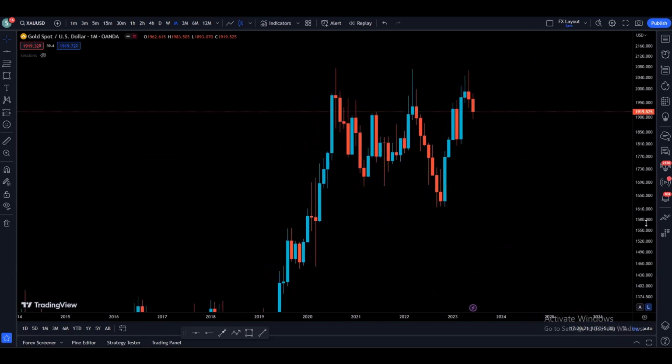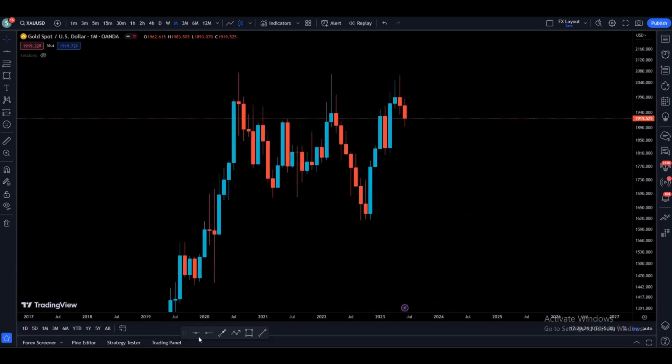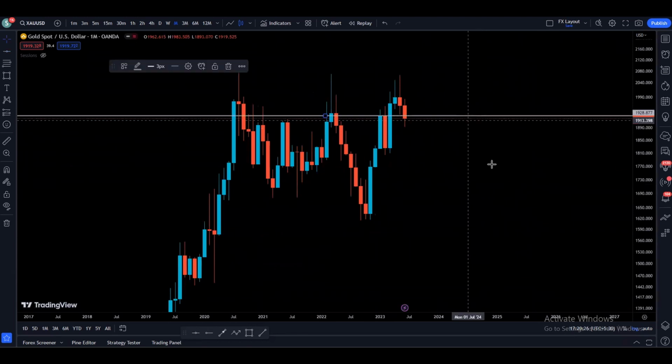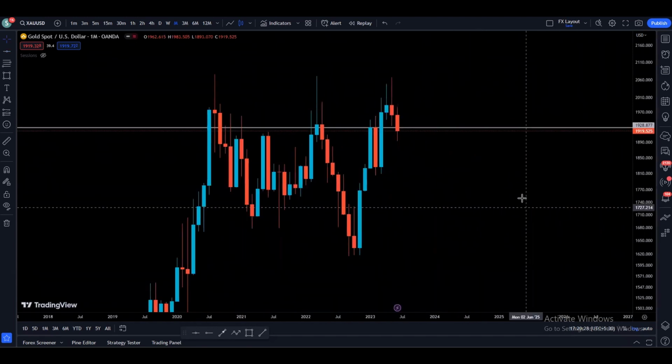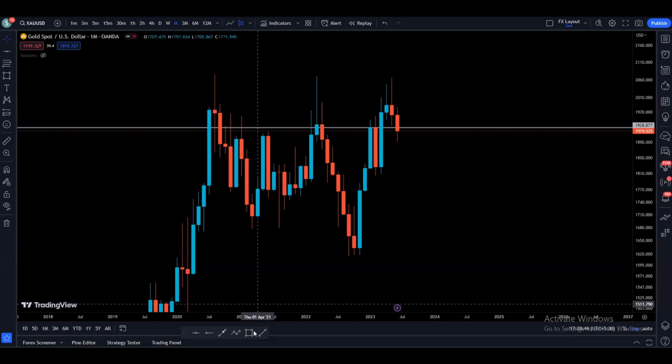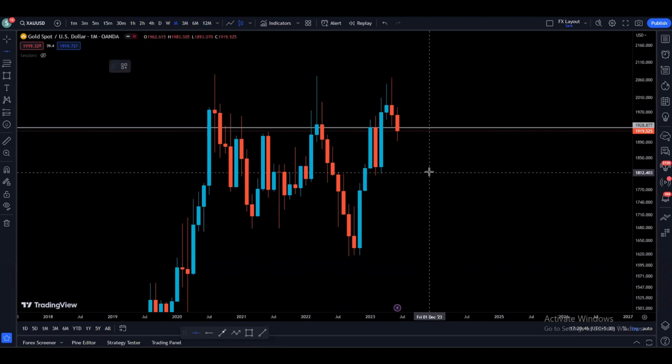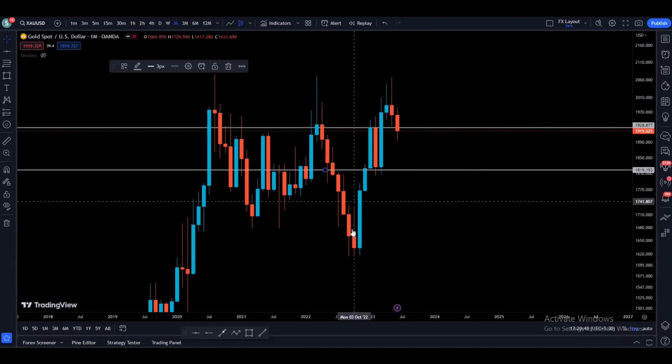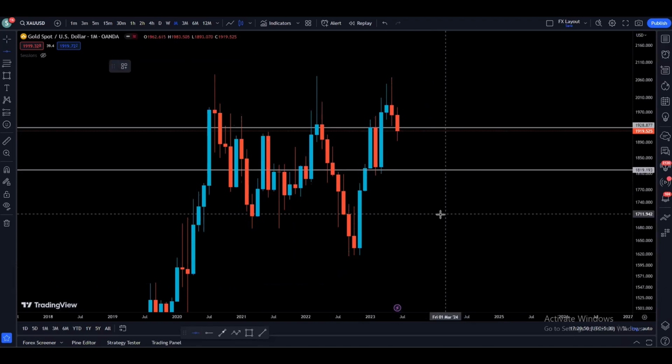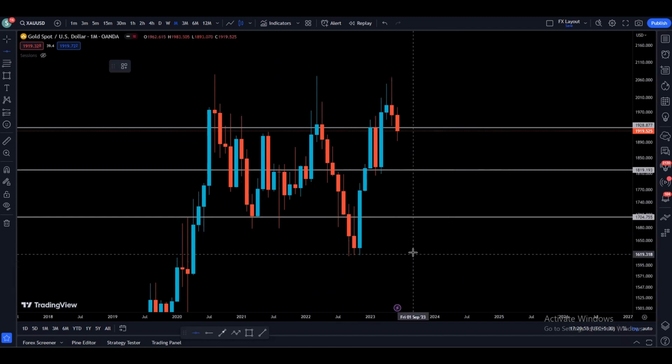So first of all, as we can see, we have a gold chart, and we have the last monthly candle close bearish. As we can see, we have this support, and we have the last monthly candle close bearish below this support. Now, we have the next support right into this area. So we have a support right here, and then we have support right here and right here.